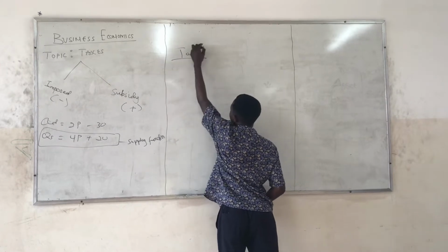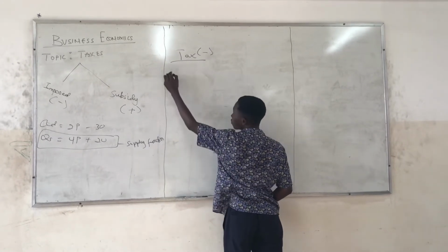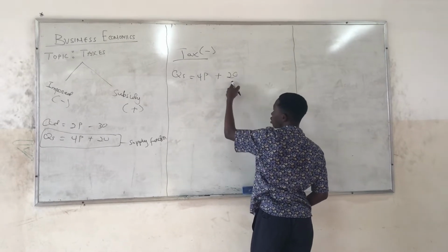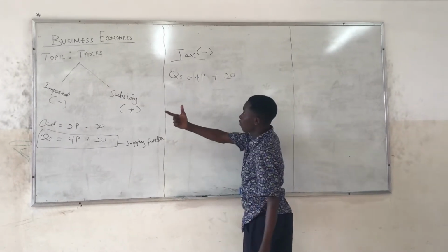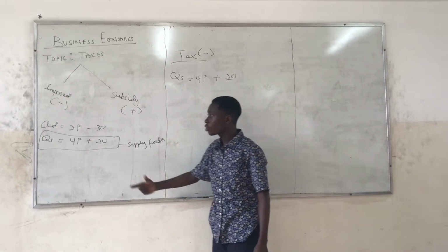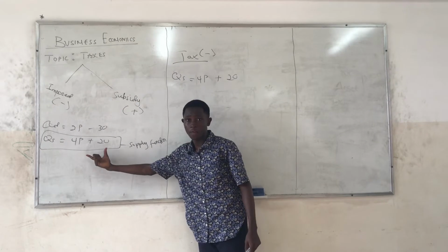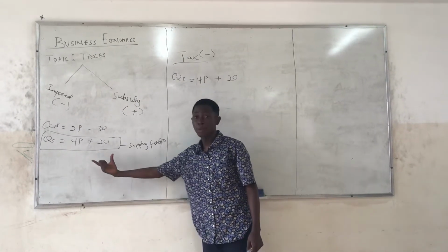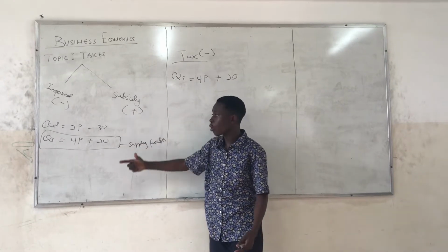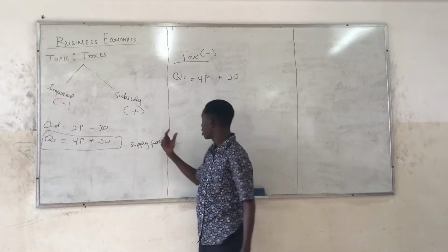So with the supply, let's do a tax. Tax we subtract. So we have QS is equal to 4p plus 20. Tax affects the supply function. Someone might argue, why are you not using the demand function but you're using the supply function? I'm using the supply function because whenever there is tax imposed or subsidy granted, they always affect the supply function.